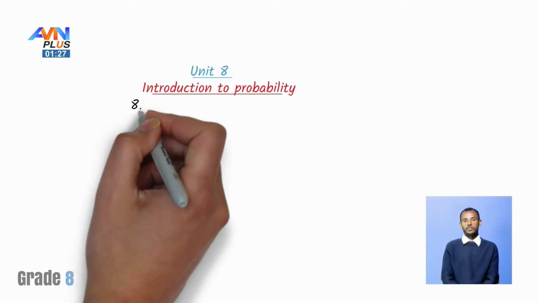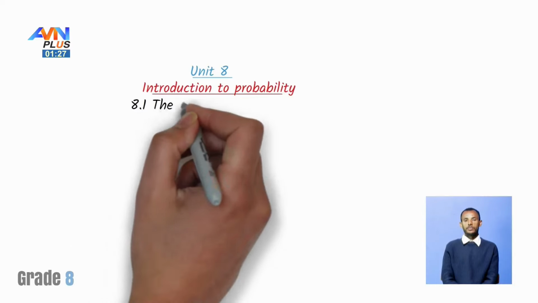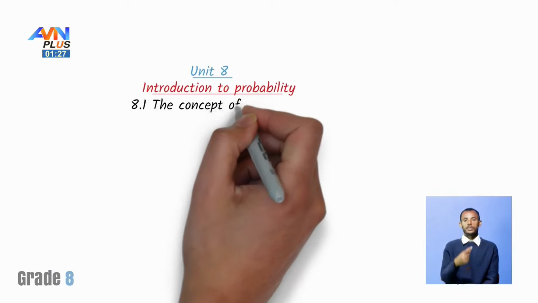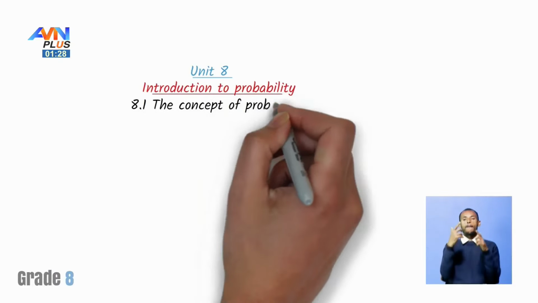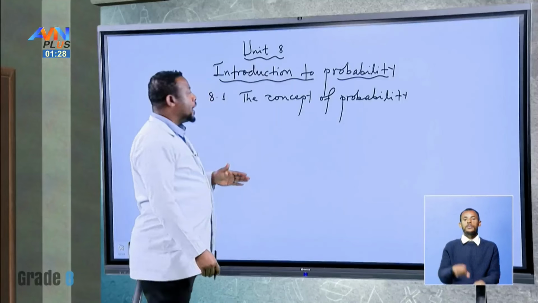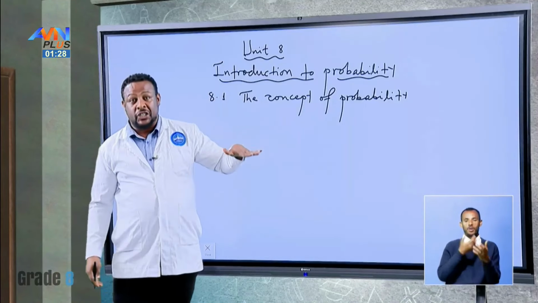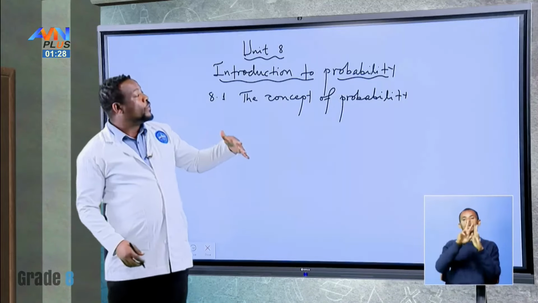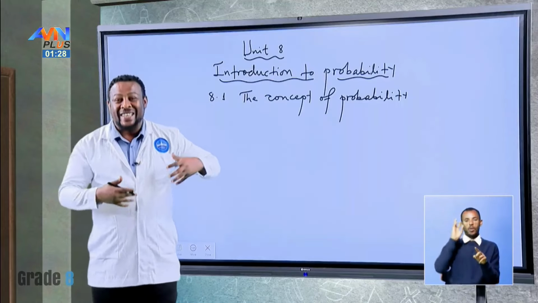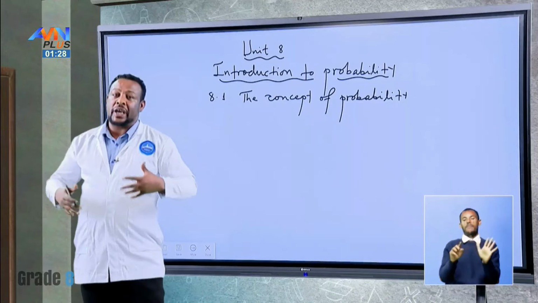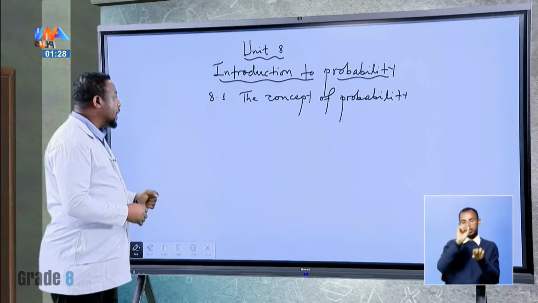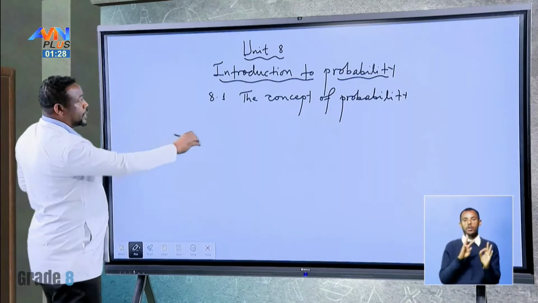8.1. The concept of probability. In today's discussion under this topic, we will be focusing more on the definition of terms, and I will also use examples to clarify the definitions and terms under the theory of probability. Okay, so let's see the first definition that we have in this unit.